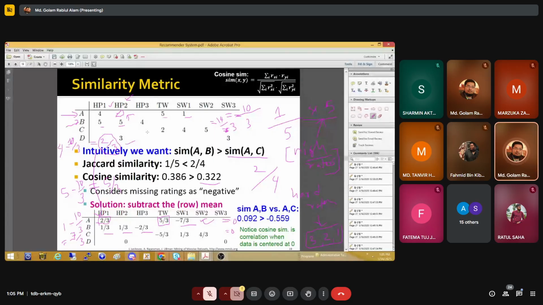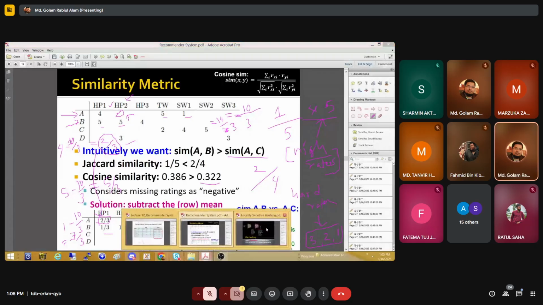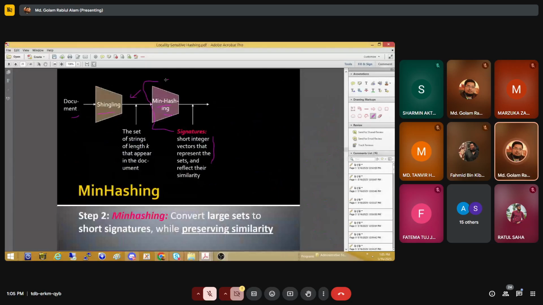So the next thing we have to do, we have to work from here. That is the min hashing. We have to start from min hashing. That means we already have the shingles, because the documents have text. That's why we need the features, and shingling is one kind of feature extraction method from the text.